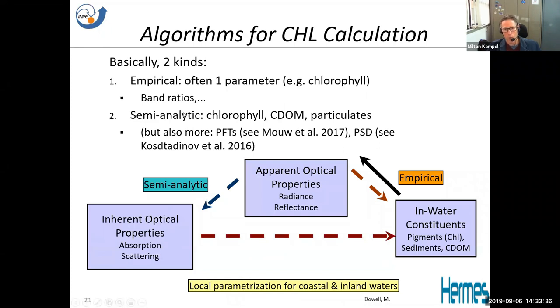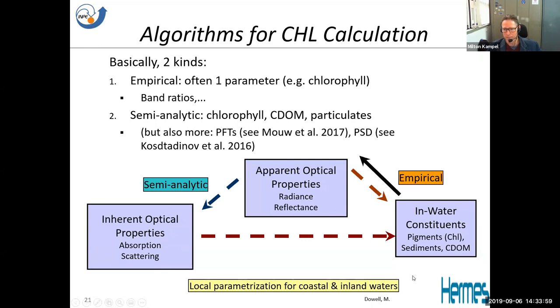And the semi-analytic ones, with which you can derive different variables, optical properties, simultaneously. Although, of course, you're going to have to do radiative transfer modeling and solve a more complicated algorithm. But there are also many more, such as phytoplankton functional types or particle size distribution models and so on.